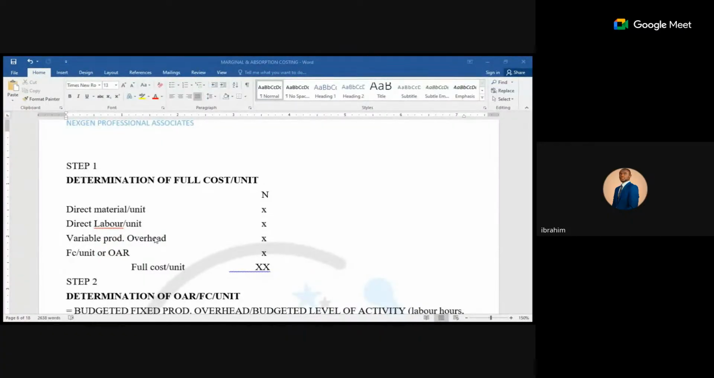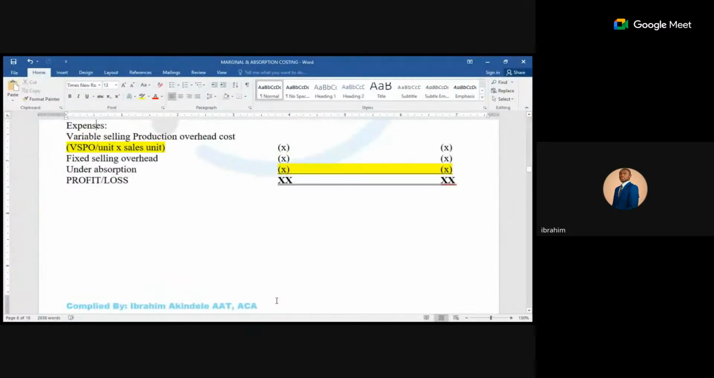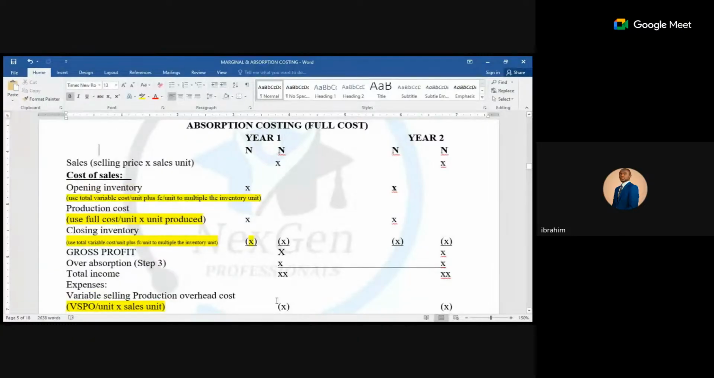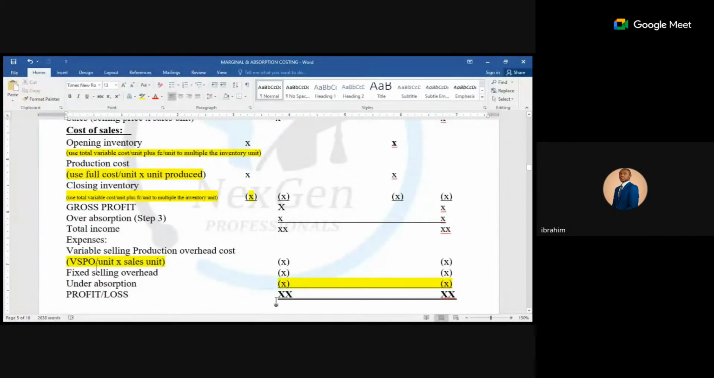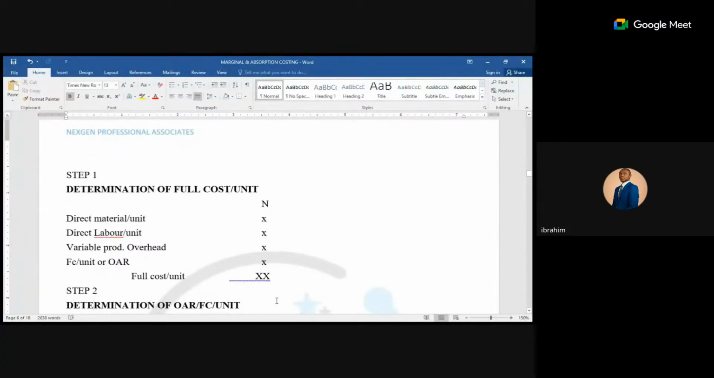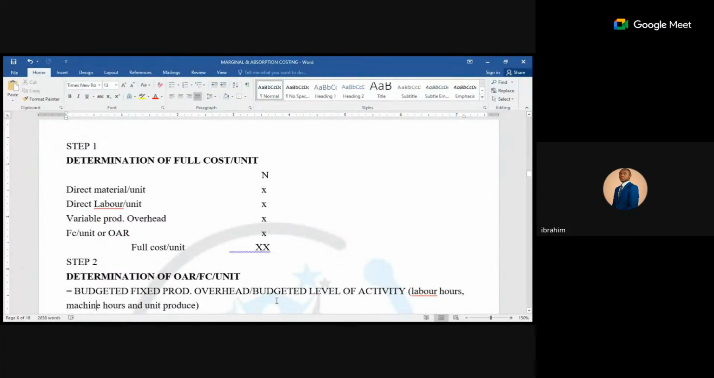So this full cost, you will now multiply it by the units of opening inventory. We now give you the value of your opening inventory, if you have opening inventory. Fine. Now, what's next? Before we move to the other part of production, how do we determine the fixed cost per unit, or OAR? This will now take us to step 2.